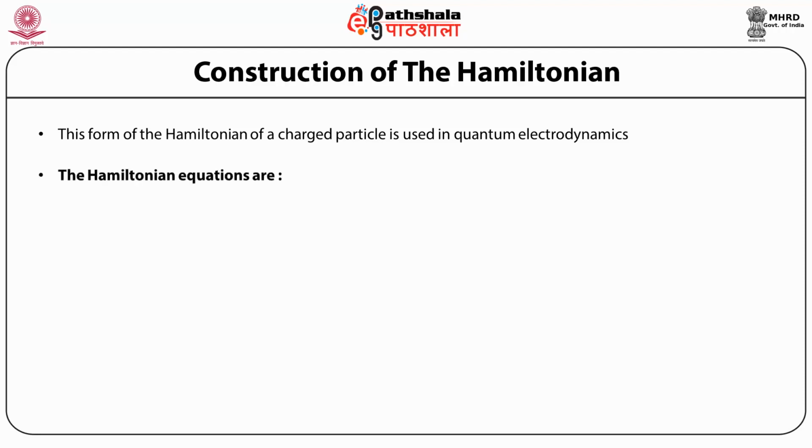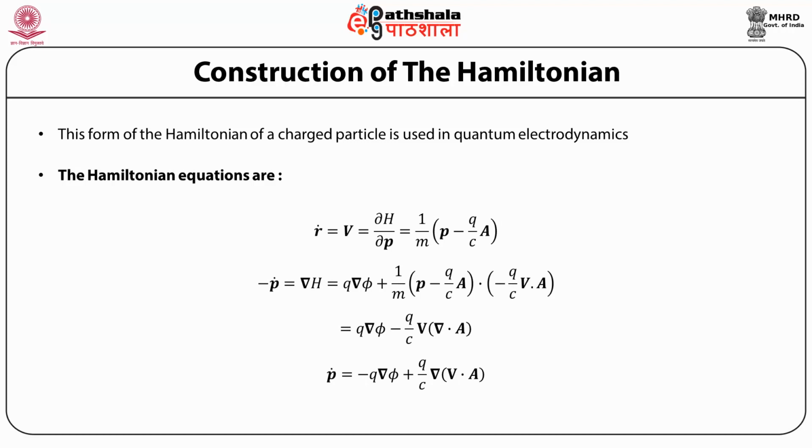Having obtained the Hamiltonian, we can now write down Hamilton's equations of motion, namely r dot, which is equal to the velocity, is given by the partial derivative of H with respect to the momentum p, which is seen to be 1 by m times p minus q by c A. So you can see that in the absence of a field r dot is simply p by m. In the presence of an electromagnetic field, this momentum p is replaced by p minus q by c into the vector potential A. And the other Hamilton equation becomes minus p dot is equal to dH by dxi.